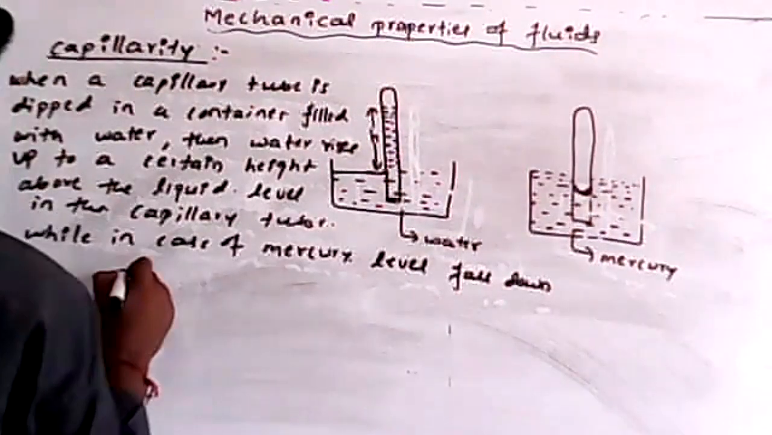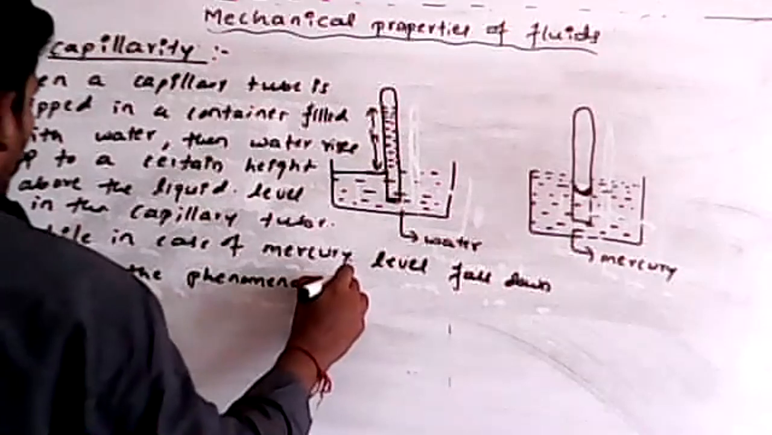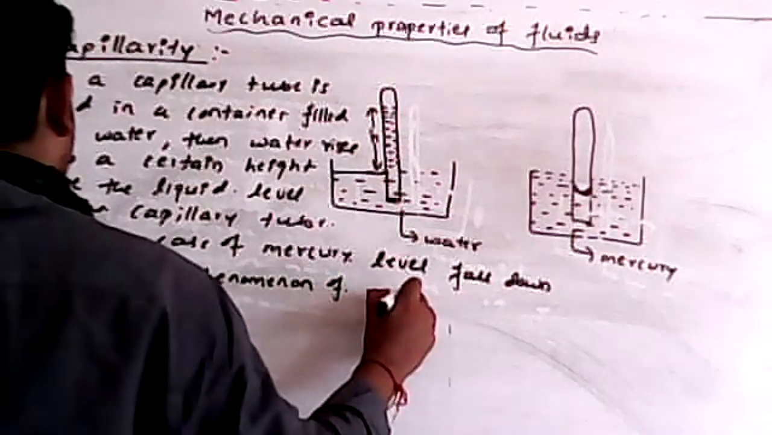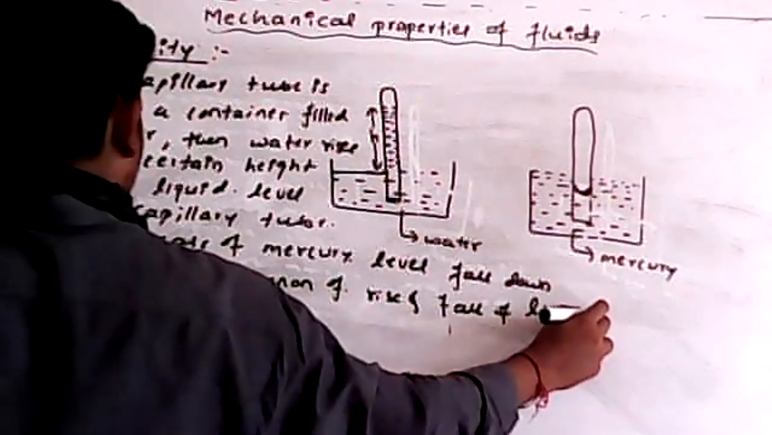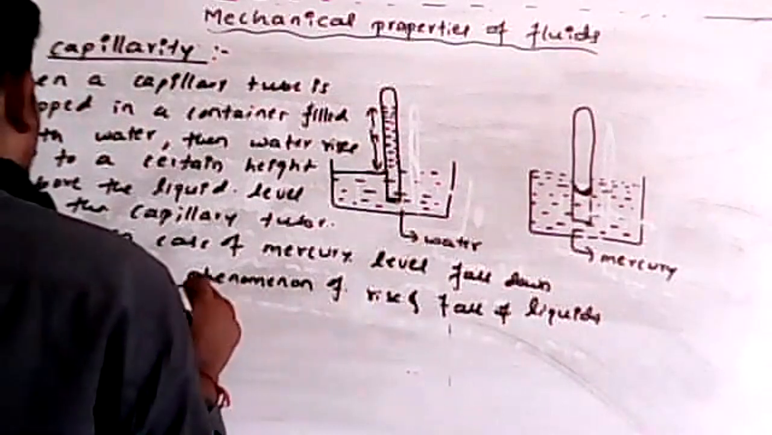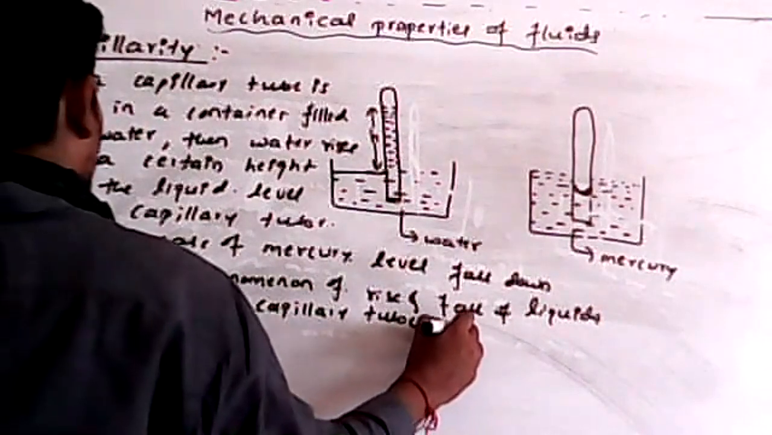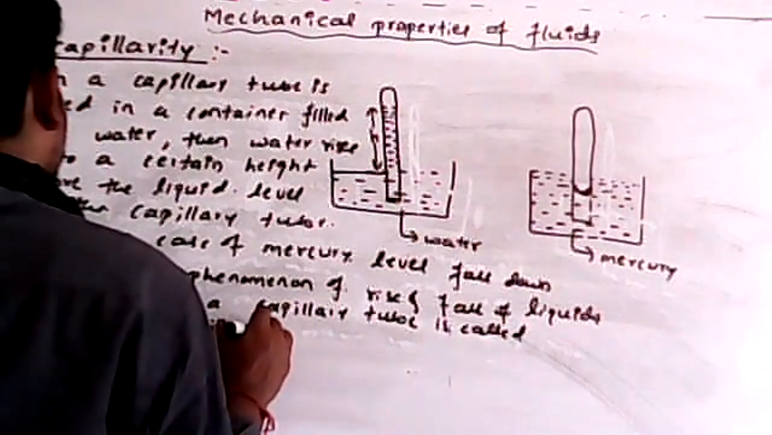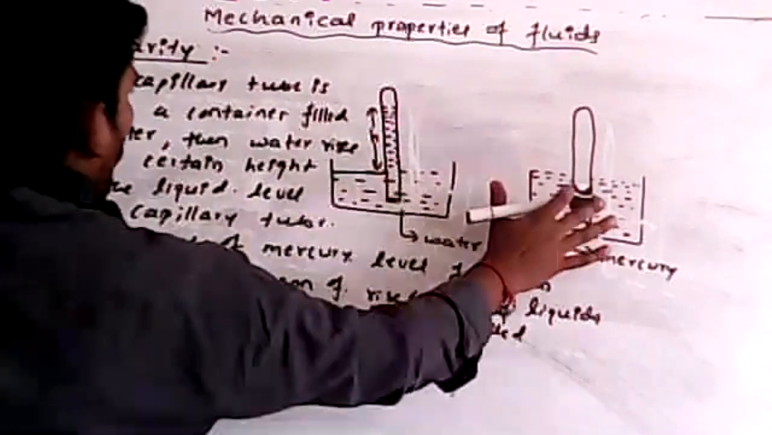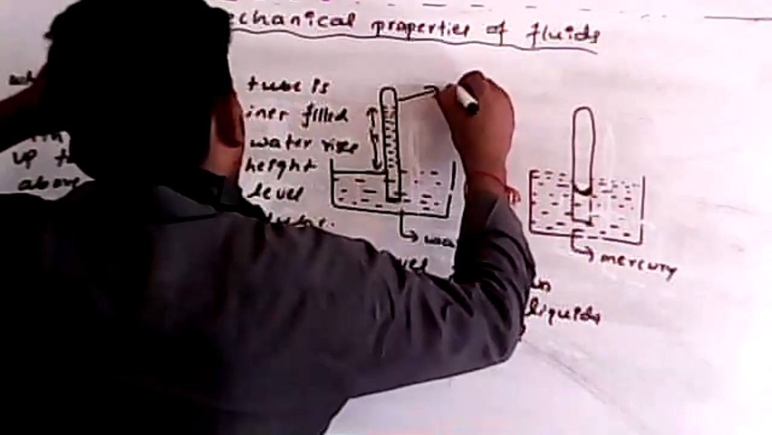The phenomenon of rise and fall of liquids in a capillary tube is called what? Capillarity. So simple. If you want, you can draw this diagram for understanding. So you can write these diagrams. These diagrams are very important.